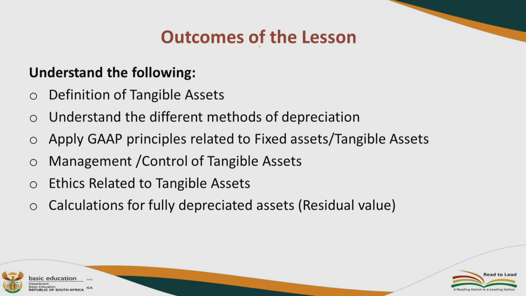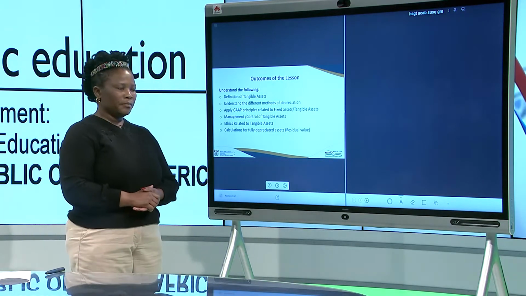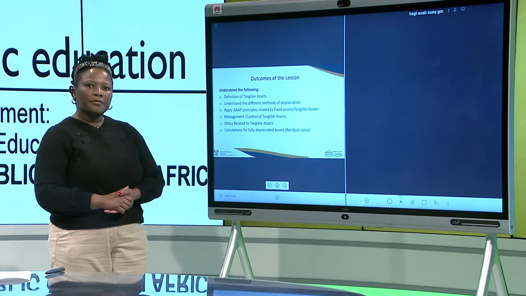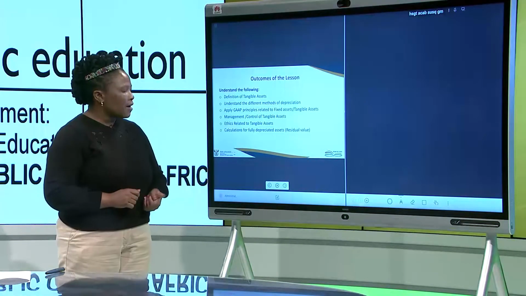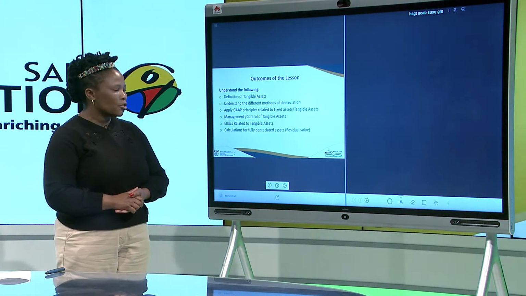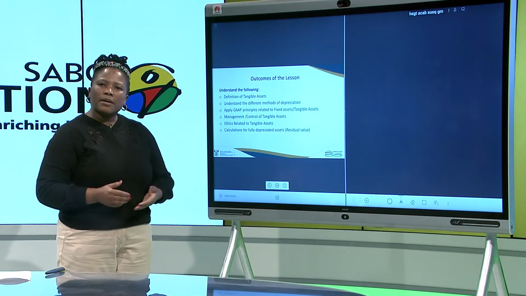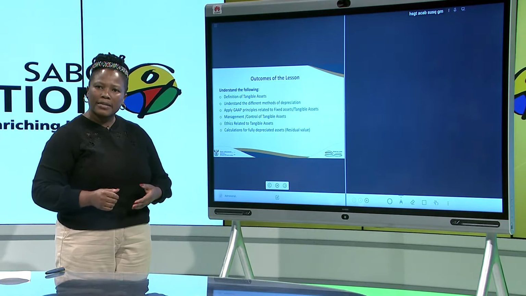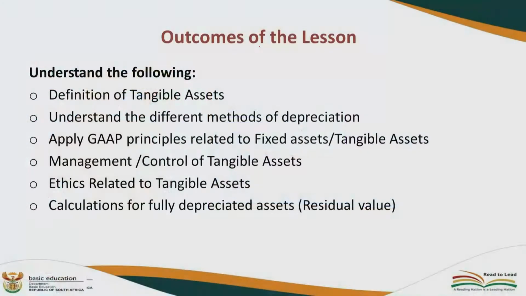I'm now going to take you through the outcomes of this lesson. Our first objective: at the end of the lesson, you must be able to define tangible assets. You must understand the different methods of depreciation. You also need to be able to apply the GAAP principles that are related to the fixed assets or the tangible assets. We are going to use those two terms interchangeably. And we are also going to look at the internal control processes of the tangible assets, because the main topic for today is the management of tangible assets.